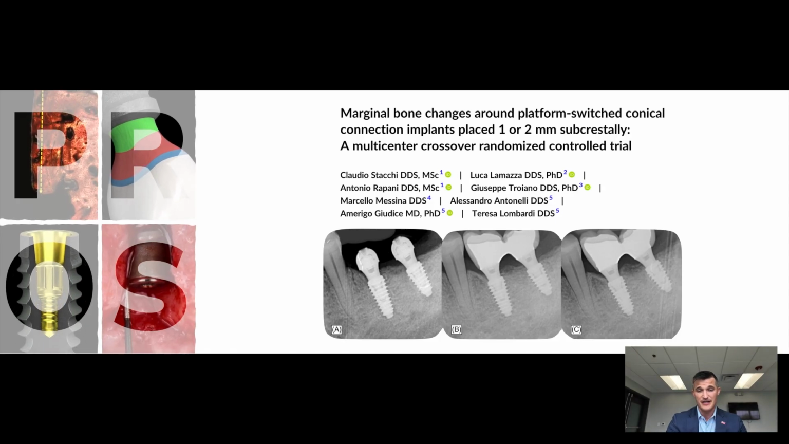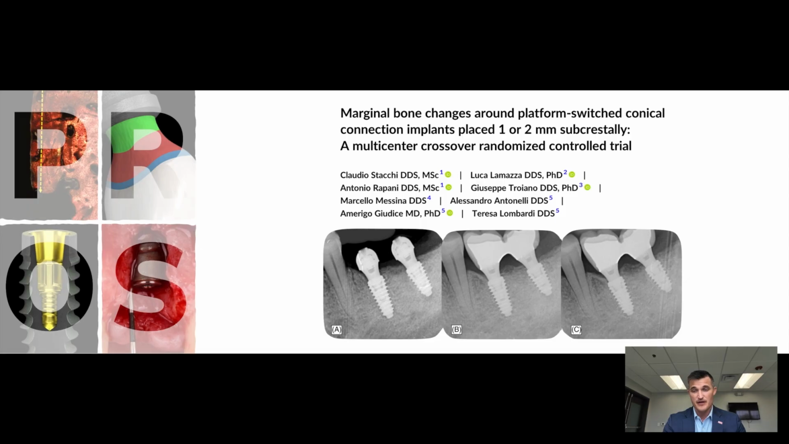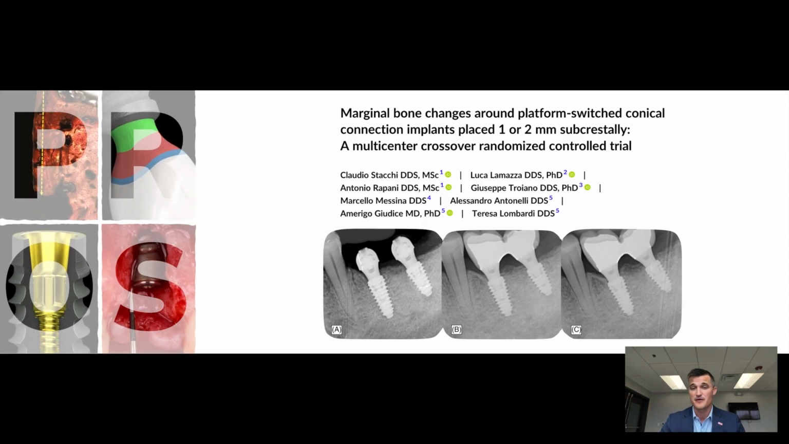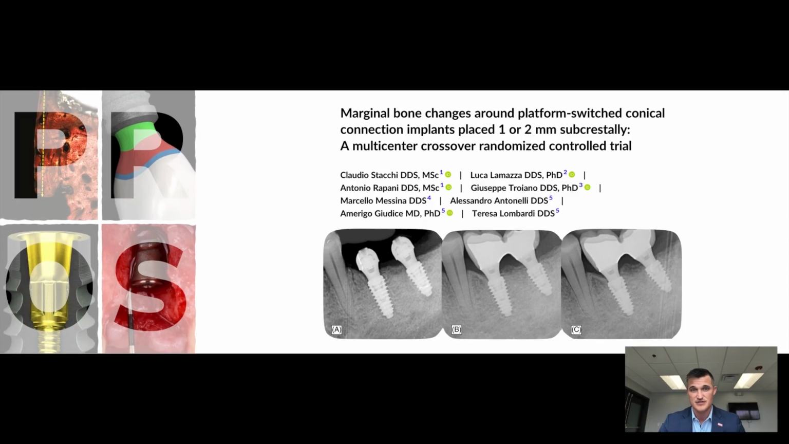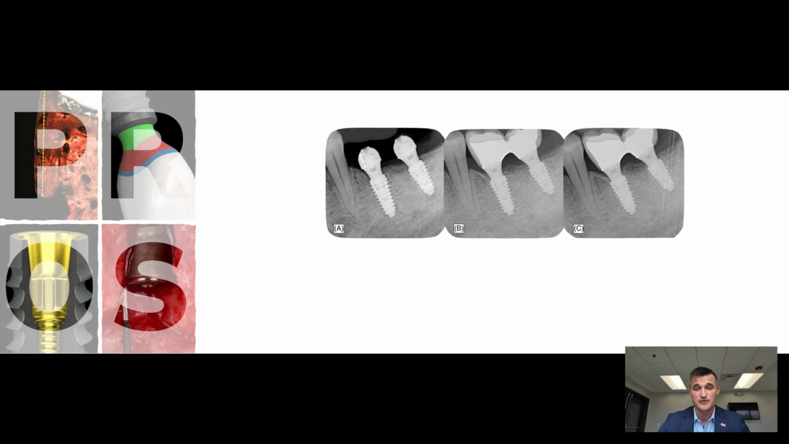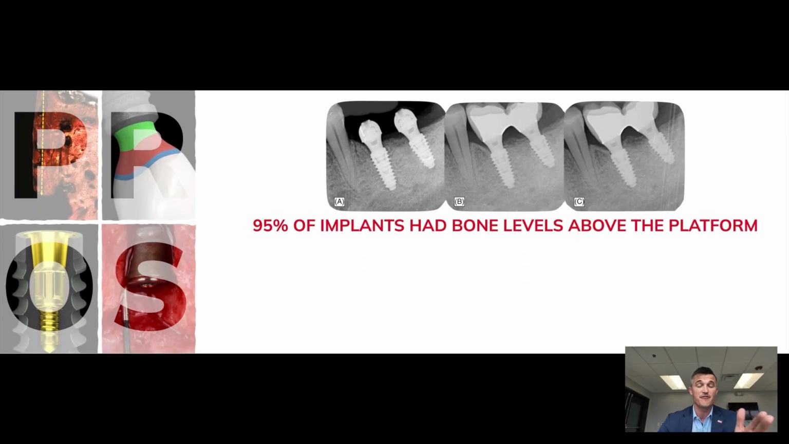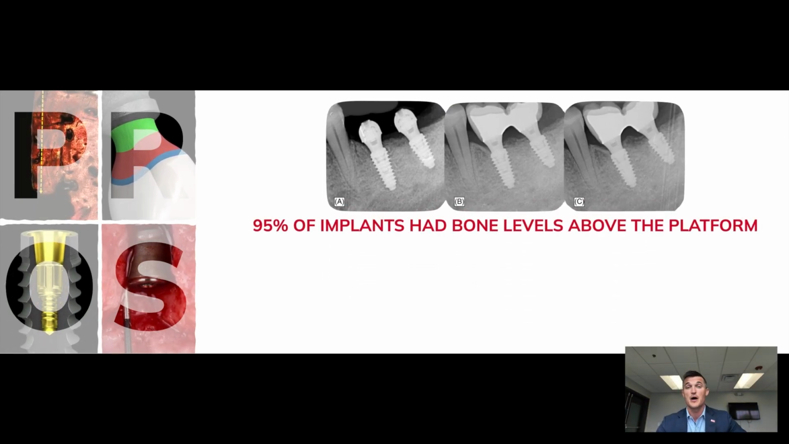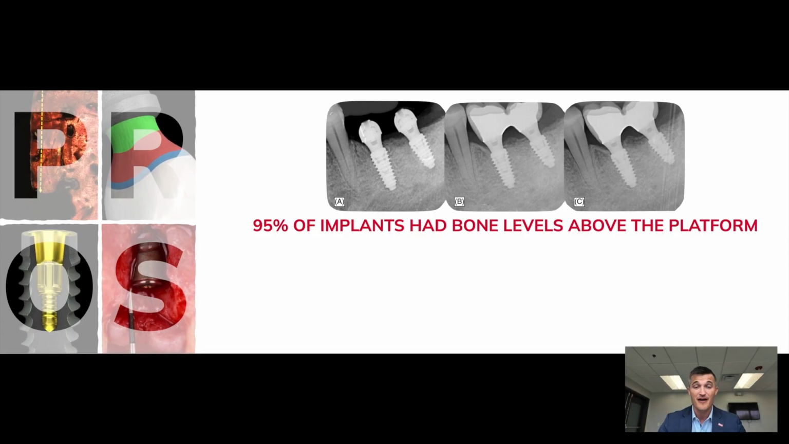But at implant placement on the left, to restoration in the middle, to 1 year later, the bone levels maintained above the platform of the implant throughout this study for a year and likely longer. And what they found when they looked at all these implants was that in the group, 95% of implants had bone levels above the platform. 95%. There were over 100 implants here. So 95% of those implants had bone levels above the platform.